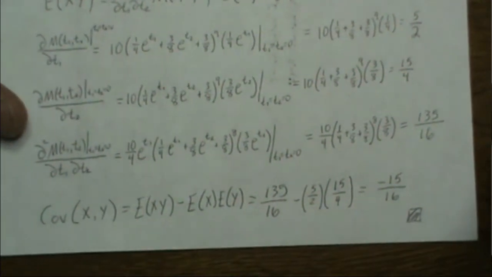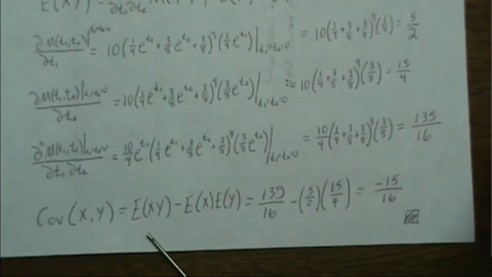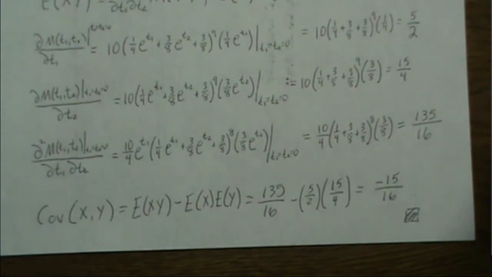So then just plugging it into the formula, the covariance of xy is equal to the expected value of x times y minus the expected value of x times the expected value of y. Plug in the values and you get minus 15 over 16.